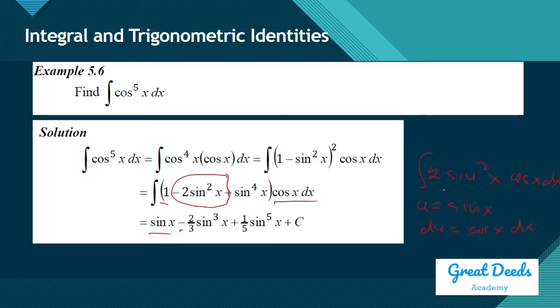So this one will become the integral of 2u squared du. U is sine, so the square of sine is the square of u. How do you get the antiderivative of this? Well, you apply your power rule. So this one is equal to 2 times u cubed all over 3 plus c, minus 2 over 3 times u cubed, which is the cube of sine of x.